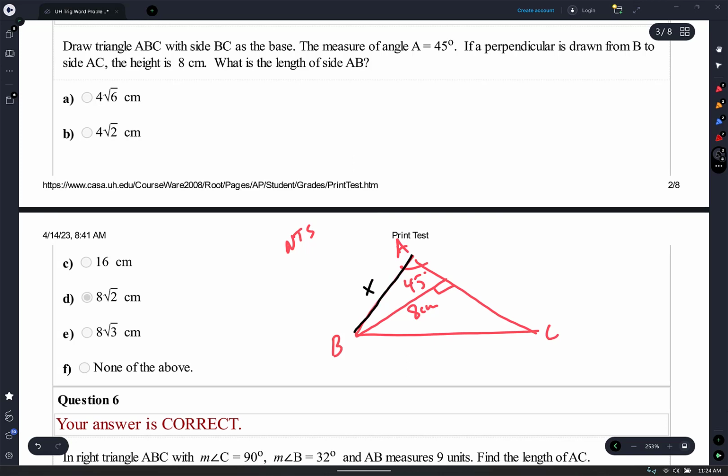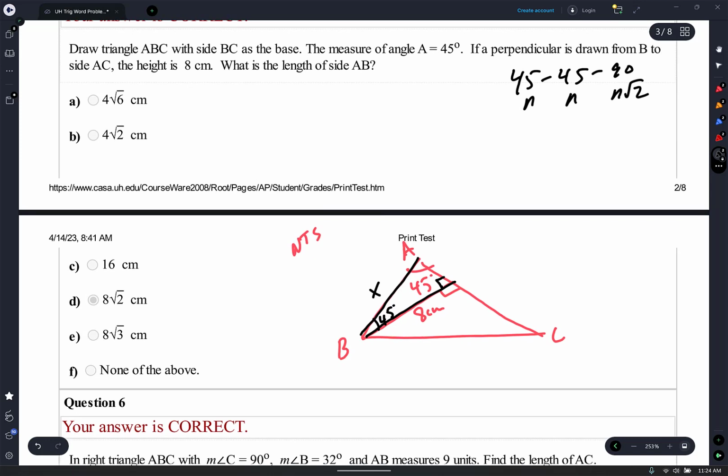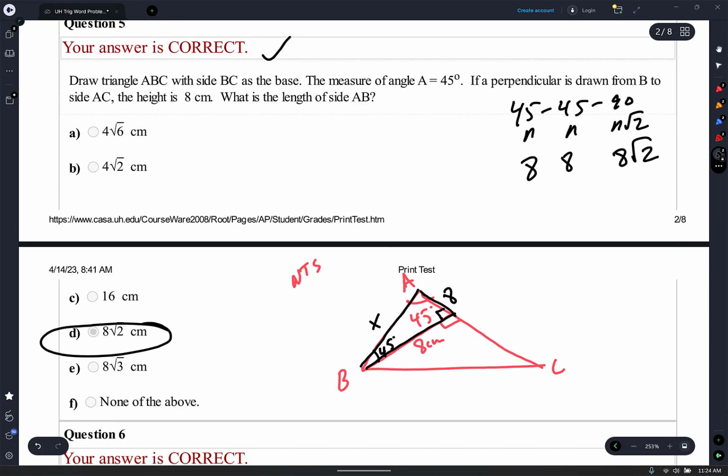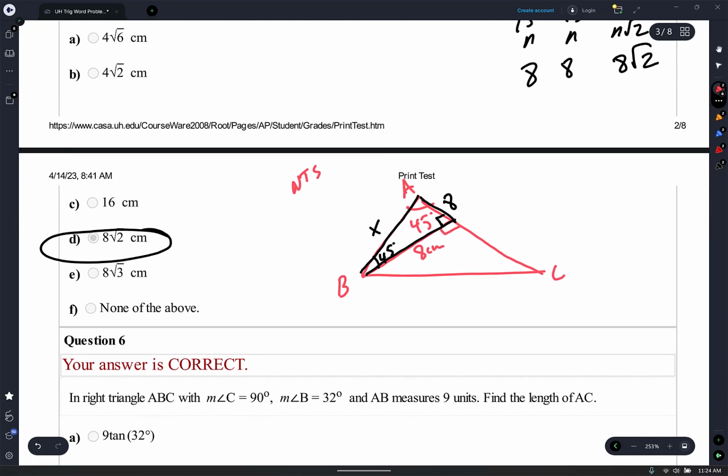So I'll put A. So this looks like a 45, 45, 90 triangle, not to scale, of course. So you can either do it that way, which I think is the easiest. 45, 45, n square root of 2. So we already know that this is 8, and that's one of the sides. So that means this is 8. So the hypotenuse must be 8 square root of 2. So there it is, guys. 8 square root of 2. We got it right. All right, I think that's the easiest way to do that one, guys.